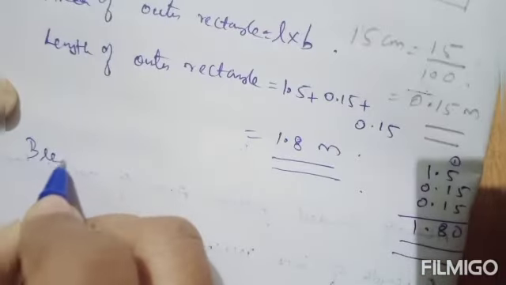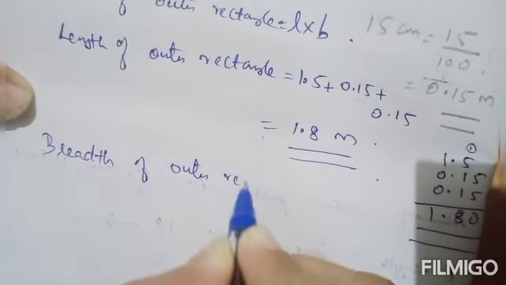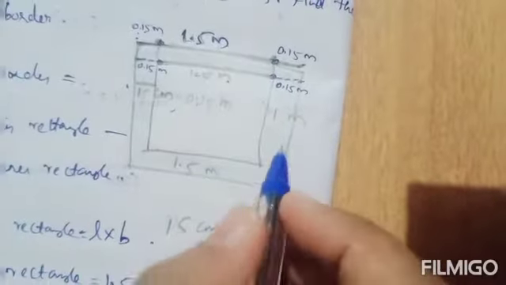Similarly, you can find the breadth of the outer rectangle. Okay, now here the breadth of the inner rectangle is given as 1 meter.